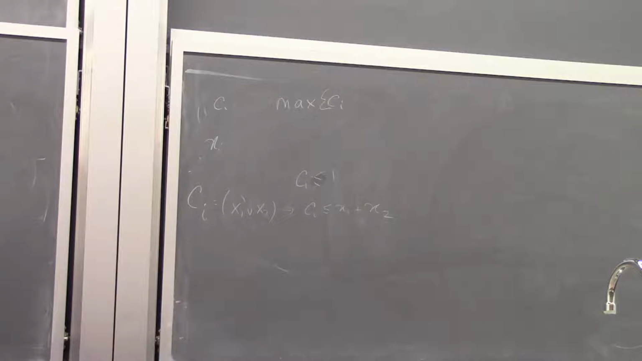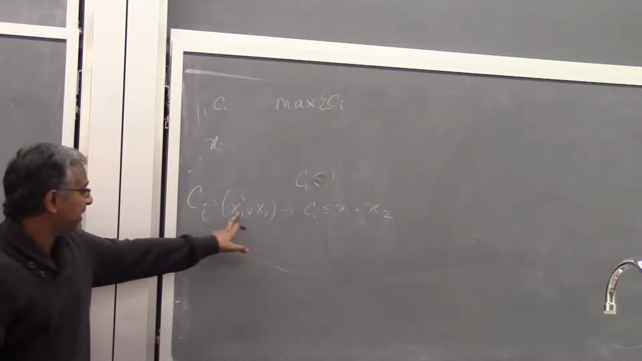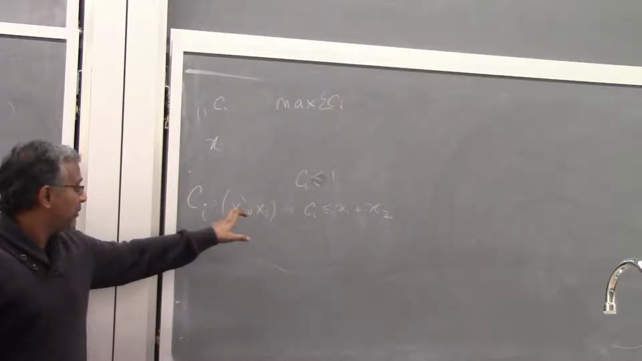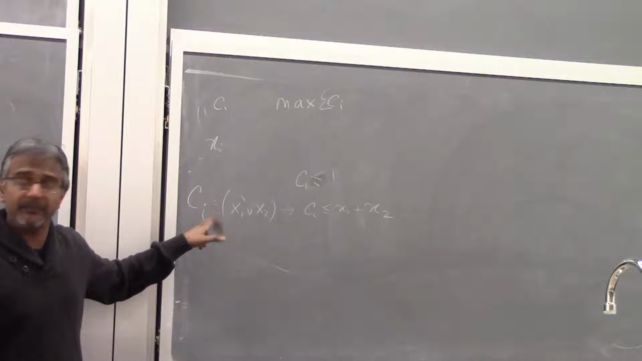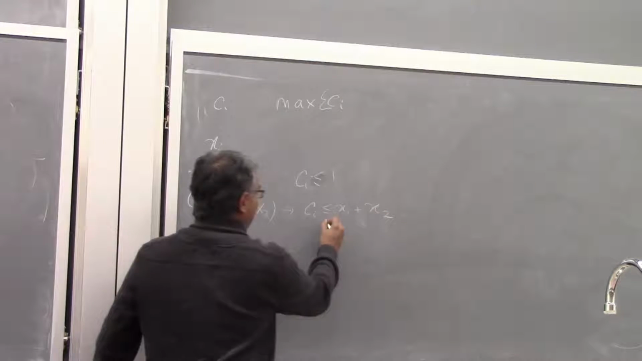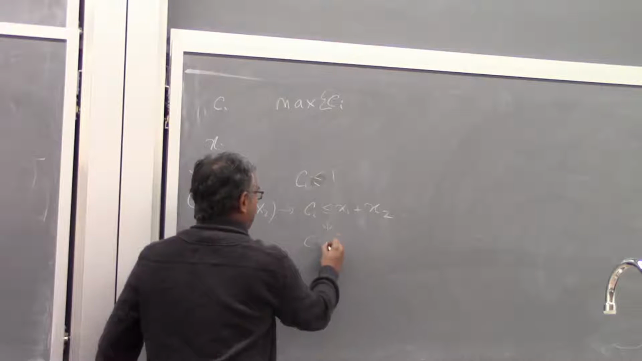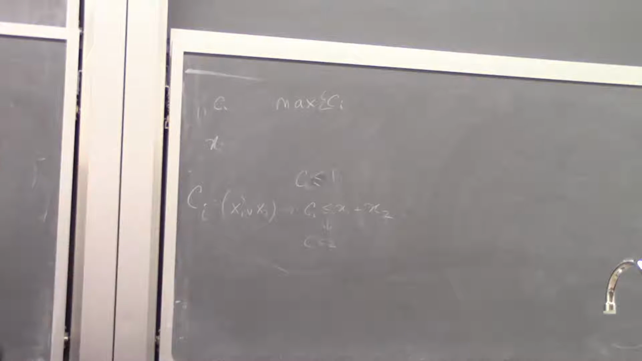Thoughts? Sound like a good idea? Bad idea? Horrible idea? So I guess the question is, how can you tell if it's a good idea or not, right? It's one thing to say it's a good idea, but how do you even tell? Well, you can try putting in some values and seeing if things work. So what do you want to have happen? In this particular case, if these two are both 1, you want this to be 1, right? So if these two are both 1, the constraint becomes ci should be less than or equal to 2.